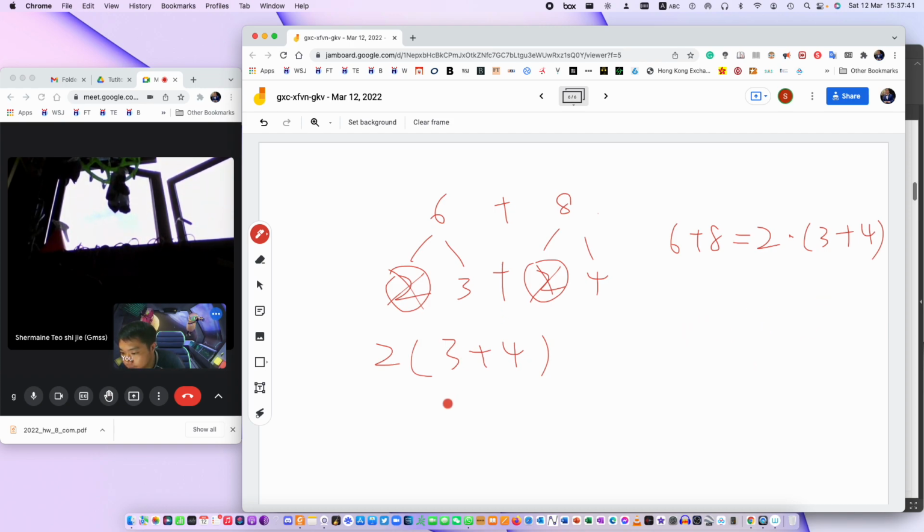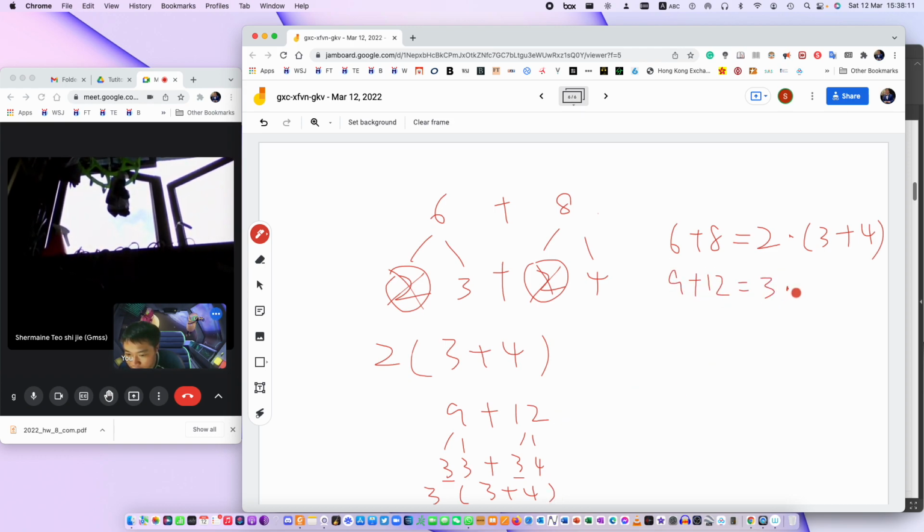Now another question. 9 plus 12. How do you split 9 and 12? 3, 3, right? What about the 12? 3, 4, right? Okay, very good. So what do you get after this? 3 is common. Take out 3. What is left? 3 plus 4. Am I right or not? So therefore that means 9 plus 12 is equal to 3 times 3 plus 4. Does it make sense now?